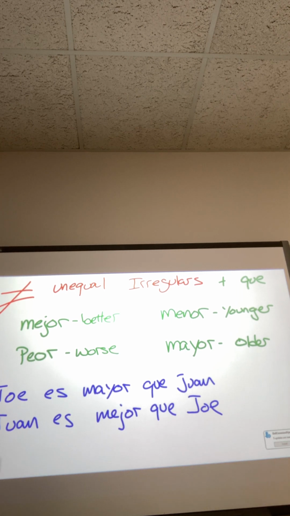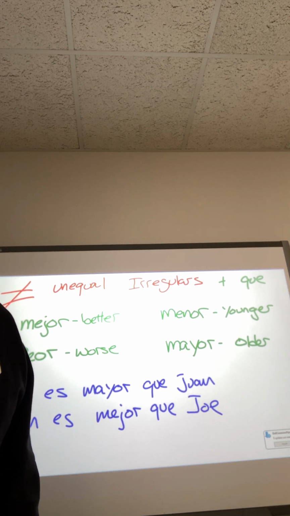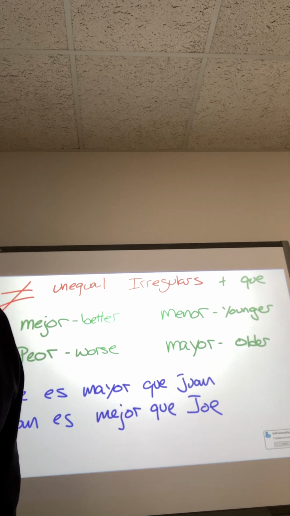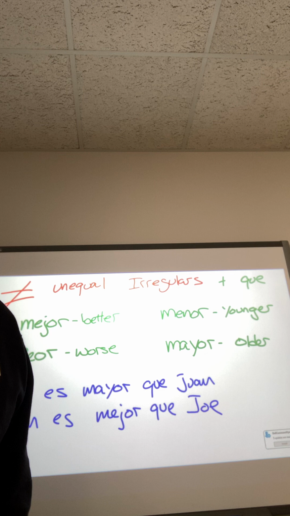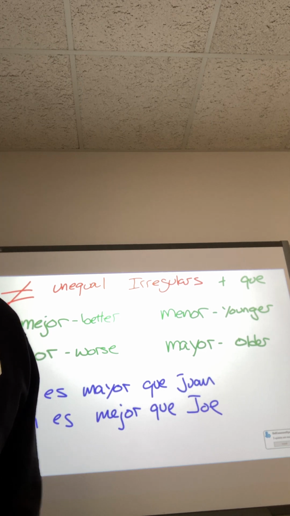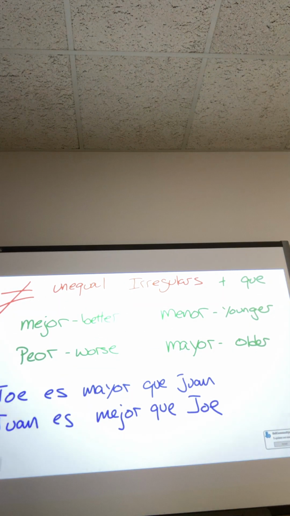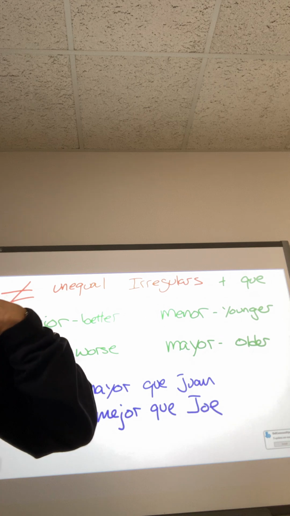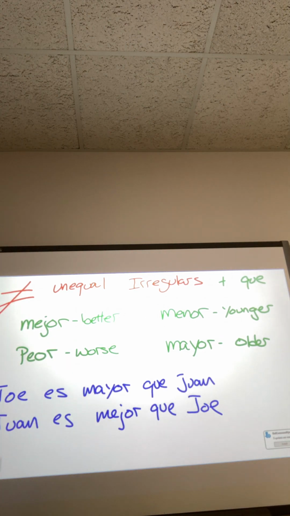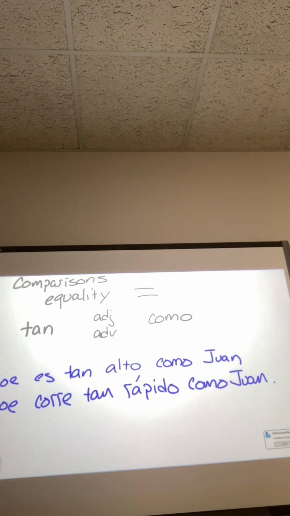Now, everything I've just babbled on, if you look at page 188, numero uno, the first part, because there are 2 parts, those are the comparisons of inequality. So all of this is unequal. There are also comparisons of equality. Honestly, these are a little bit easier for me.